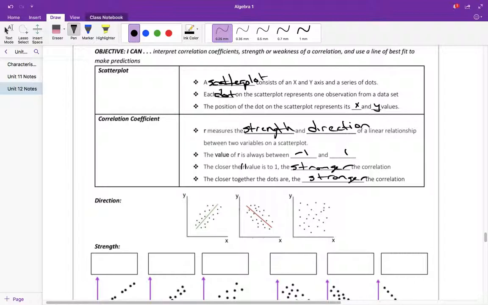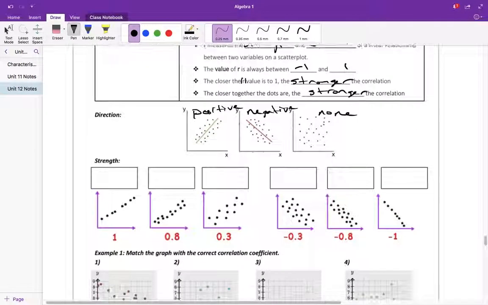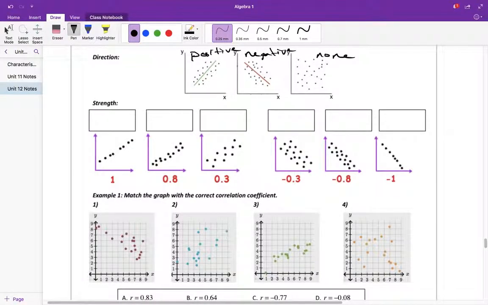So the different directions you can have, if it's going up and to the right, that would be a positive direction. If it's going down and to the right, a negative direction. And if there really doesn't look like there's any direction, you would just say that there is none. Okay, so as an example here, we've got some different graphs. So you've got some different ways to kind of see it.